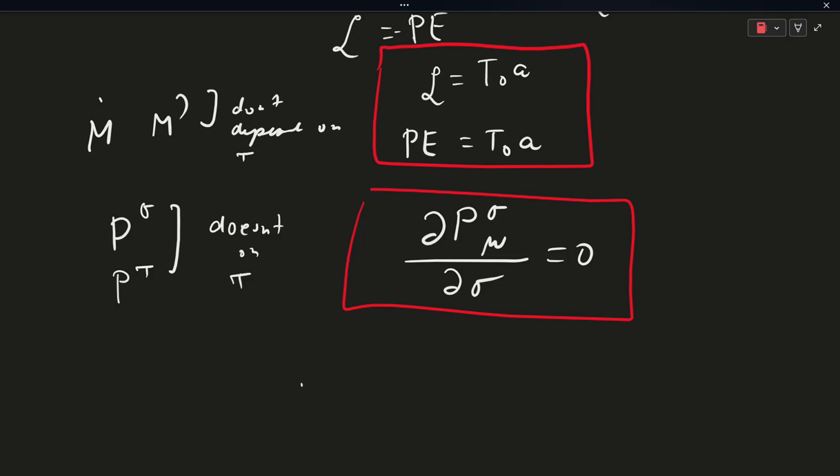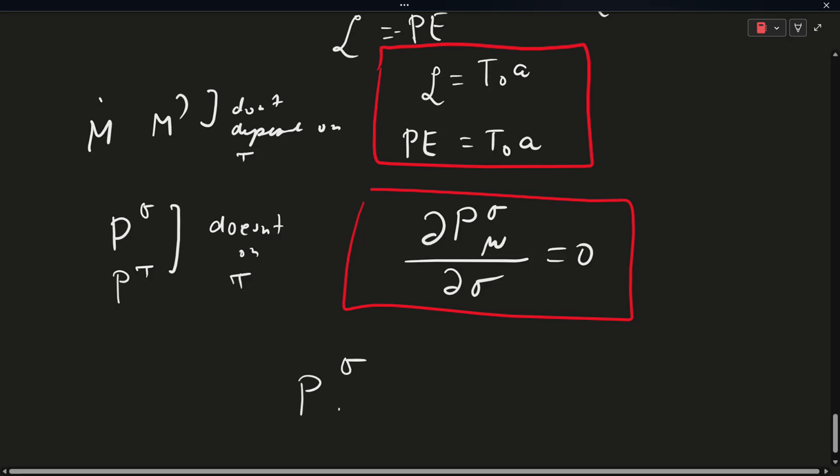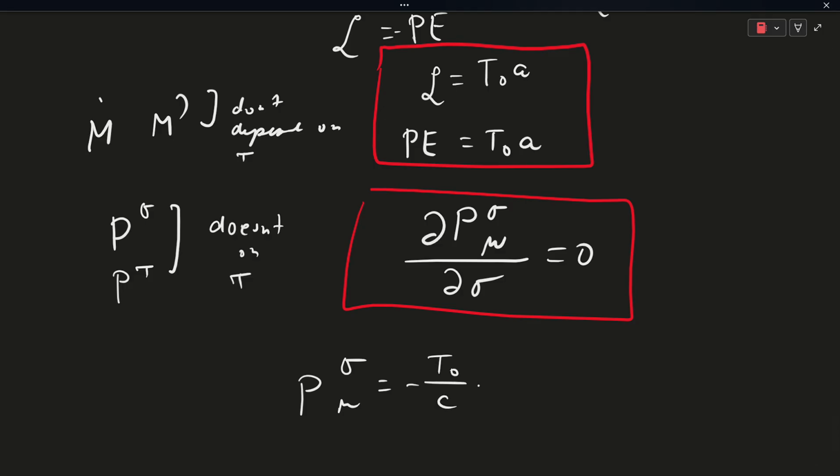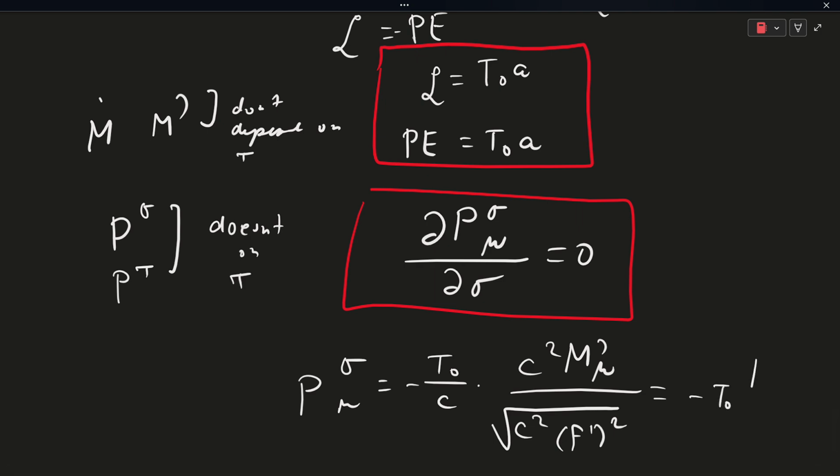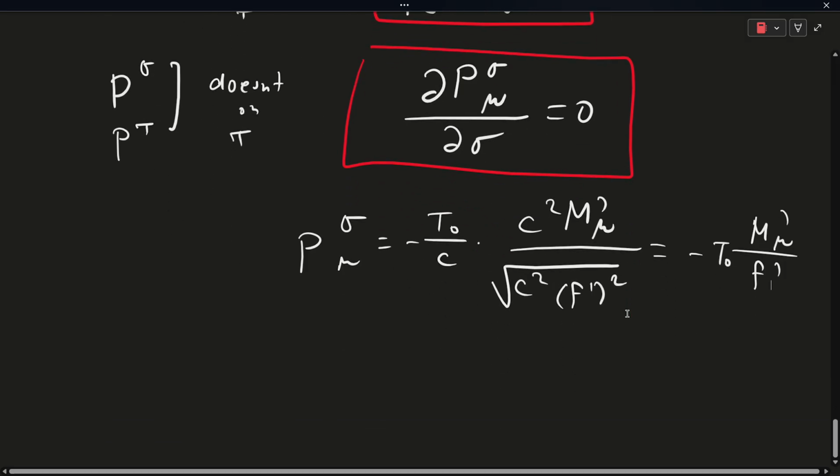So you find then that the p sigma mu is equal to my negative T0 over c times my c squared m prime mu over the square root of c squared f prime squared, and that's then equal to negative T0 m prime mu over f prime. And don't be confused by the index mu, we're simply talking about spatial components, but in the lower index.